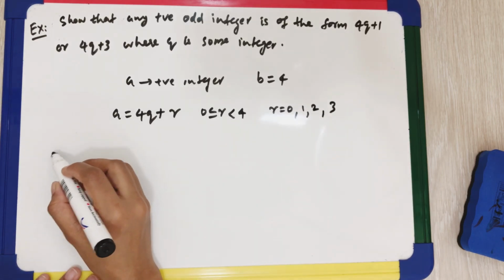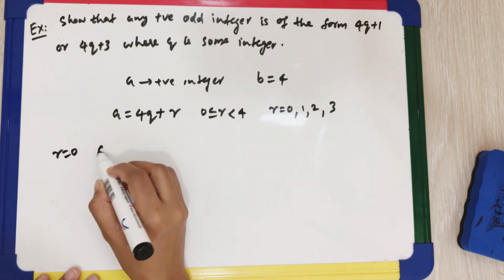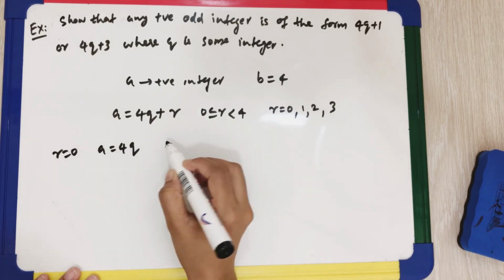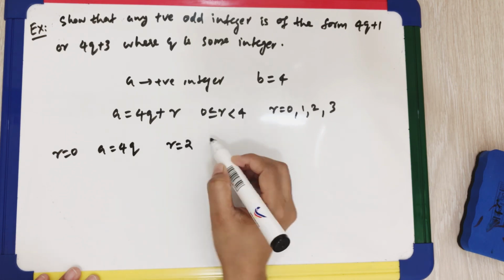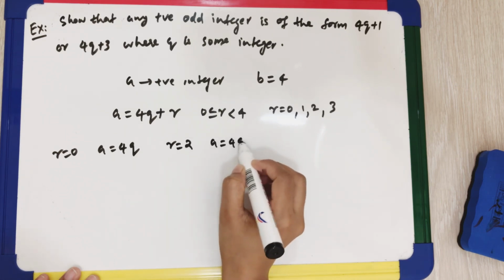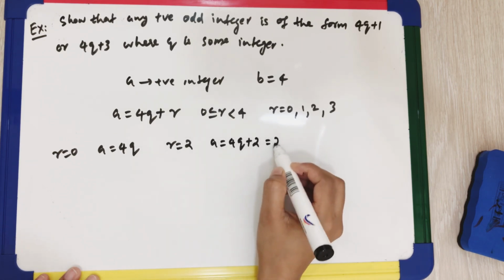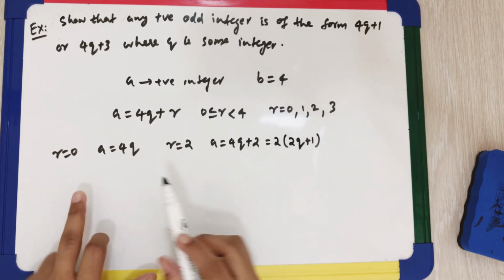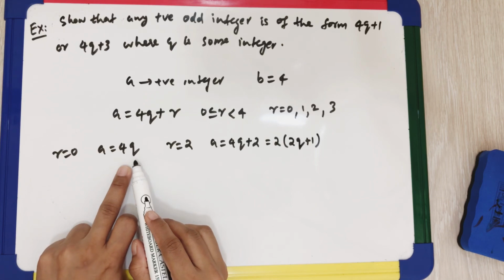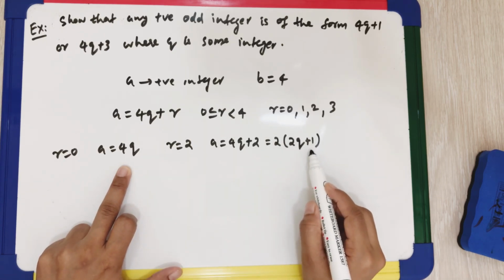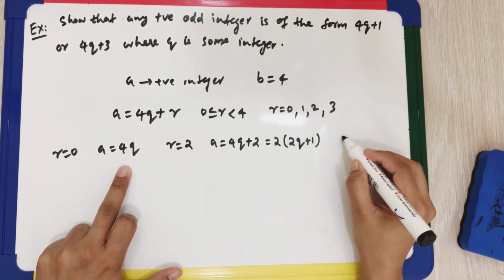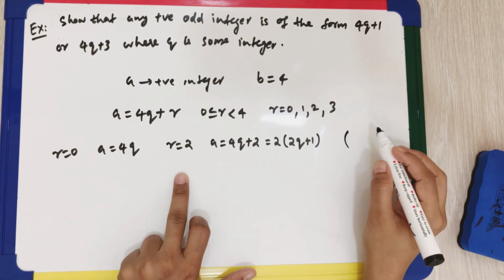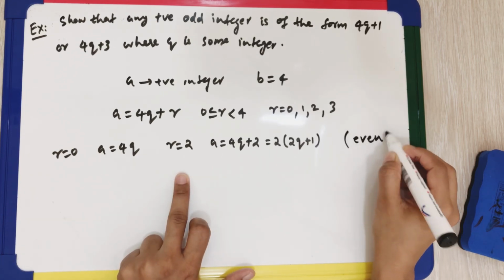Clearly, when r is equal to 0, we get a is equal to 4q, and when r is equal to 2, we get a equal to 4q plus 2, which is 2 into 2q plus 1. Here 4q is divisible by 2 and 2 into 2q plus 1 is again divisible by 2. Therefore, when r equal to 0 and r equal to 2, a is an even integer.